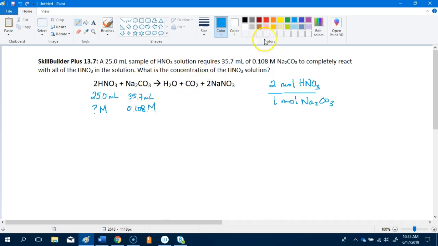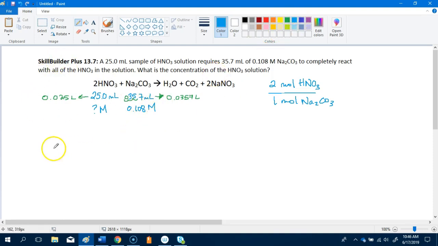Another thing that we have to do is we need to change our milliliters over into liters for our solution. So we're going to divide our milliliters by 1,000, which is the same as moving our decimal places to the left by 3. So we'll have 0.0357 liters of sodium carbonate. And if I do the same thing over here, I'm going to have 0.025 liters of hydrogen nitrate. So a couple of conversions first.